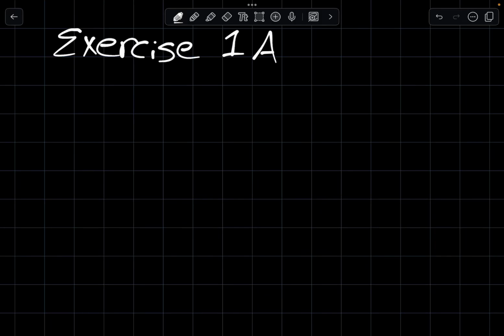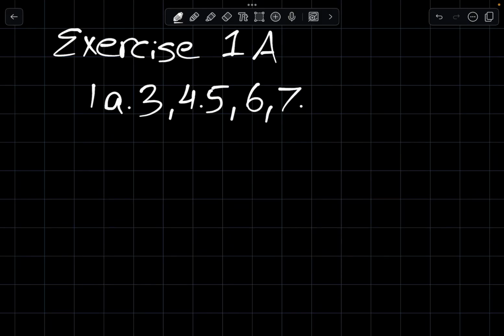Now, basically, this whole unit is just about series, sequences, and proofs. First exercise is simple arithmetic. We're given a couple of sequences and we just need to find the next three terms and the general term for UN. 1A gives us these numbers: 3, 4.5, 6, and 7.5.